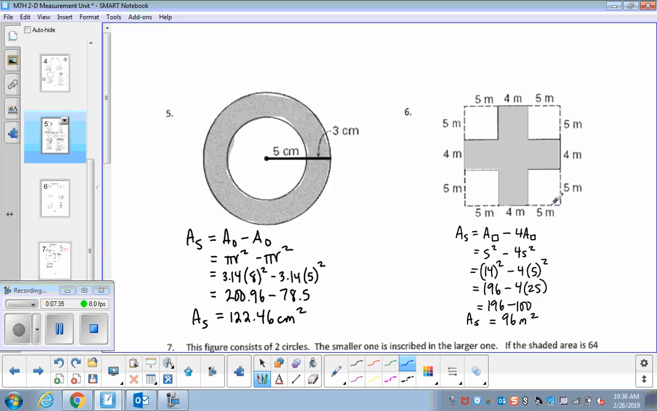So the big square was a 10 plus 4. That's where I got this 14. So this is a 14 by 14, which is 196. And now this little one is a 5 by 5, which is 25. And we have 4 of those guys. So in my work, I'm doing the 196 minus 4 of the 25s, which is 100. So I'm going to have 96 square meters left over.